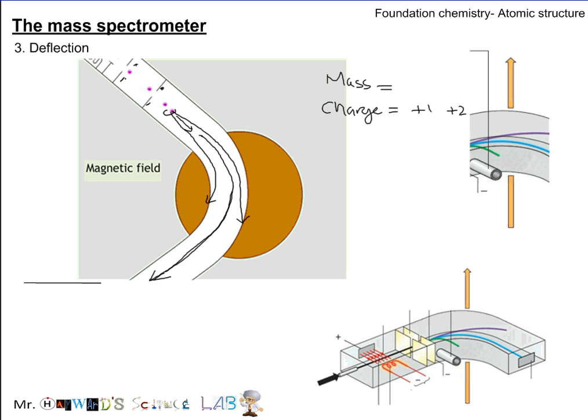Now, a positive 2 charge is going to be deflected twice as much as a positive 1 charge. Okay, so the magnetic field has a stronger effect on a higher charge. That's the second thing. And the third thing that's going to affect the arc which those ions come round is the strength of the magnetic field.